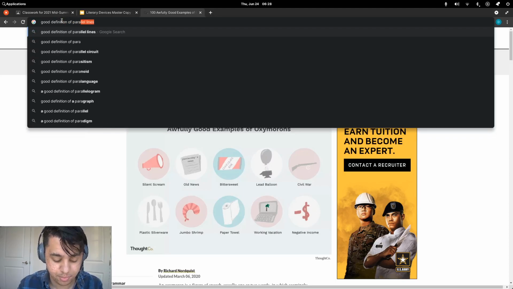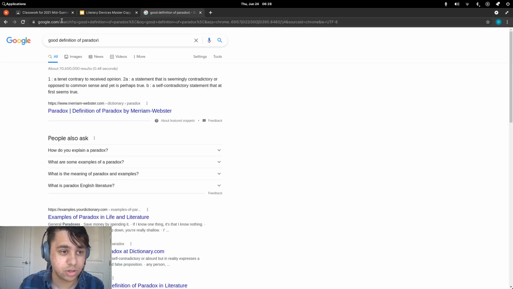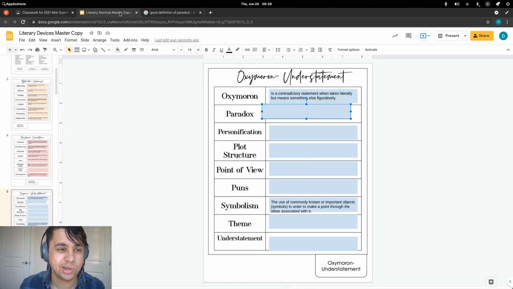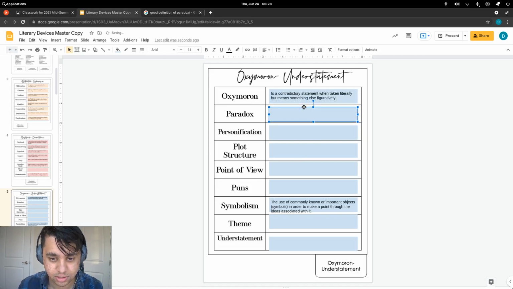All right, what's a good definition of paradox? A tenet contrary to received opinion, a statement that is seemingly contradictory or opposed to common sense, and yet is perhaps true. A self-contradictory statement that at first seems true. I think both 2A and B make a lot of sense. We're going to take the definition of 2A and we're going to plug it into our work. So let's move all that stuff back.